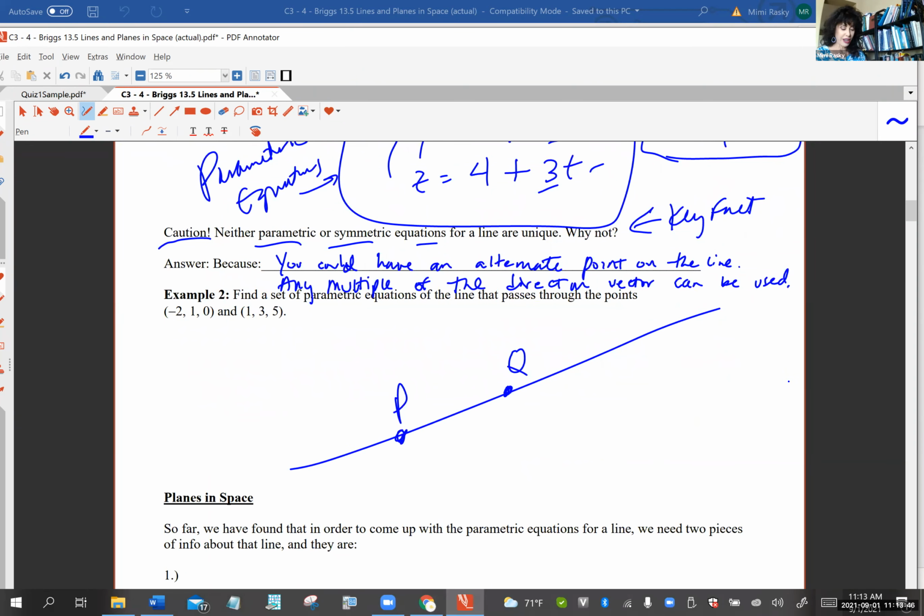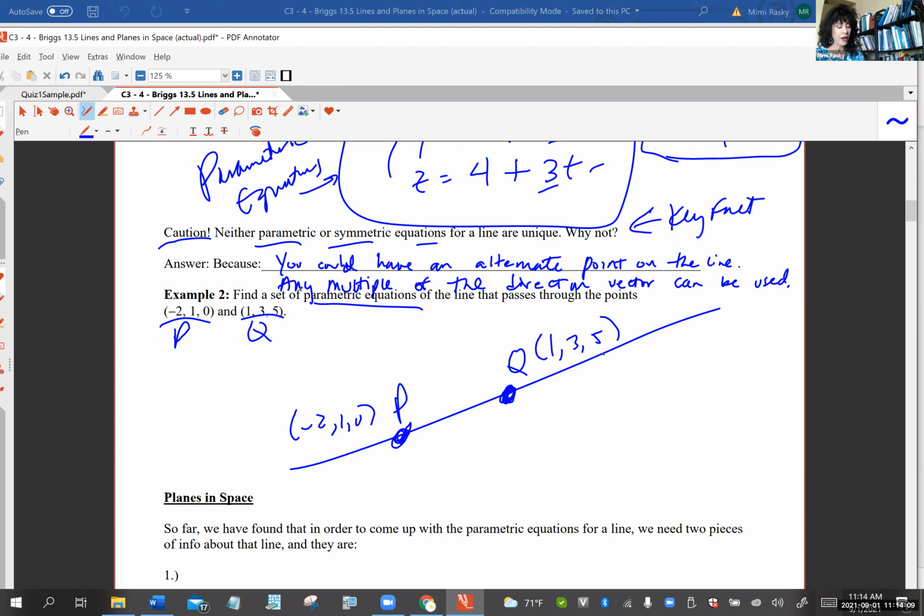parametric equations of a line. Example 2 says find a set of parametric equations for a line that passes through the point -2, 1, 0 and this other point 1, 3, 5. So let's say here's the point. I'm going to label these points. They didn't label them, but I'm going to. -2, 1, 0. How about that be my point P on the line? And here's another point Q with coordinates 1, 3, 5.